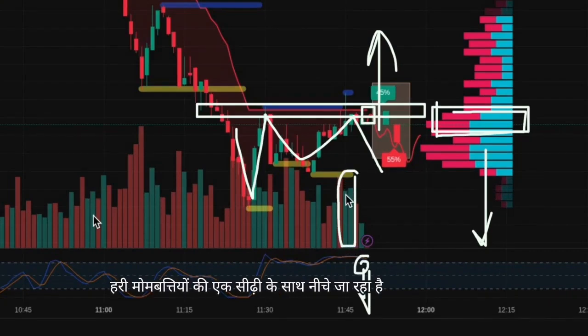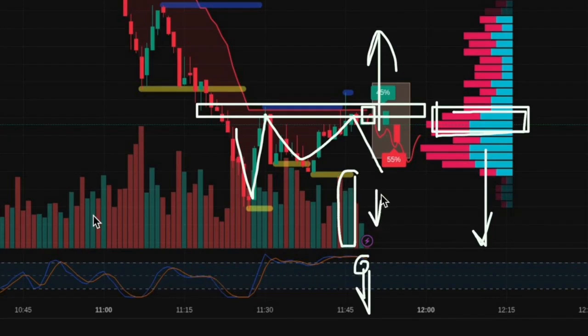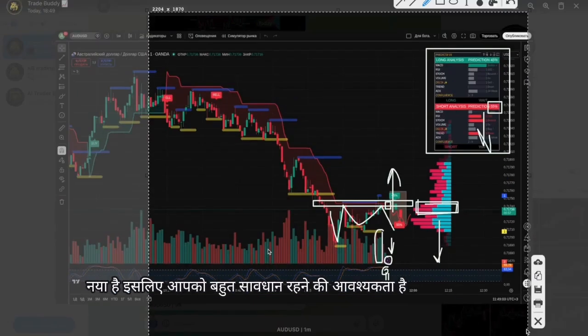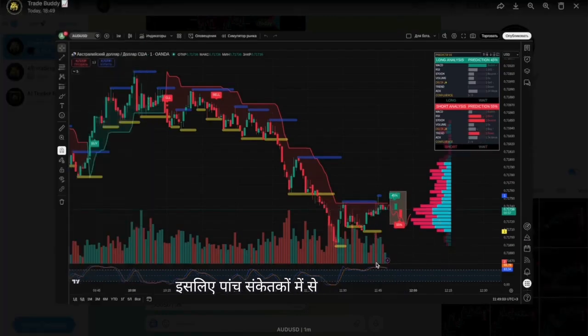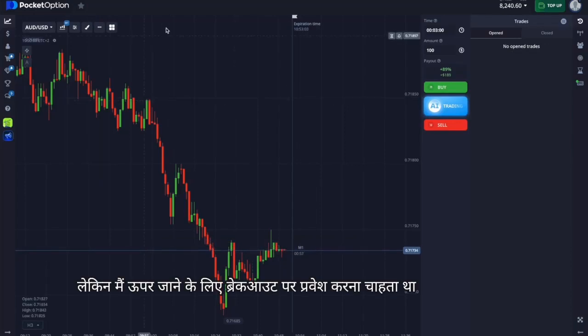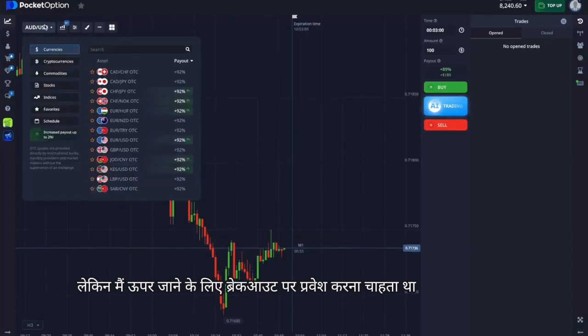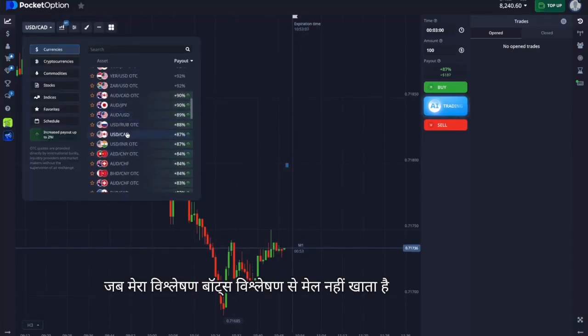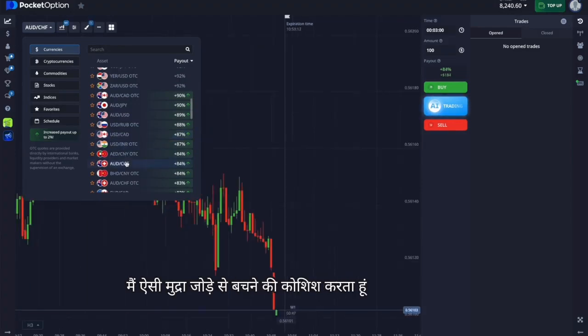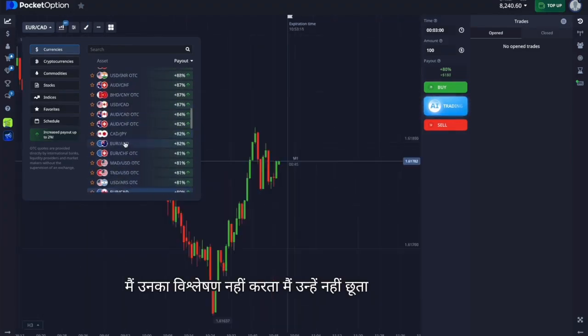With a staircase of green candles going down, it means there won't be any upward movement. But this icon shows that it's about to get volatile. There is news, so you need to be very careful. So, out of 5 indicators, we have 4 suggesting that there will be a pullback from this level. But I wanted to enter on the breakout to go up. That's why, when my analysis doesn't match the bot's analysis, I try to avoid such currency pairs. I don't analyze them, I don't touch them.